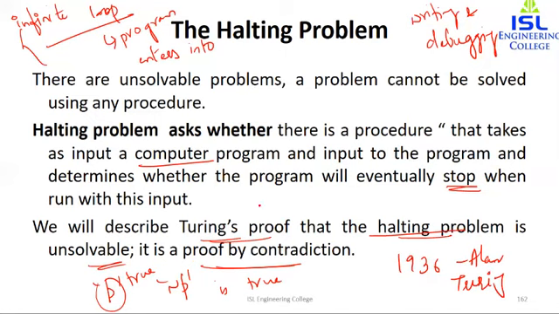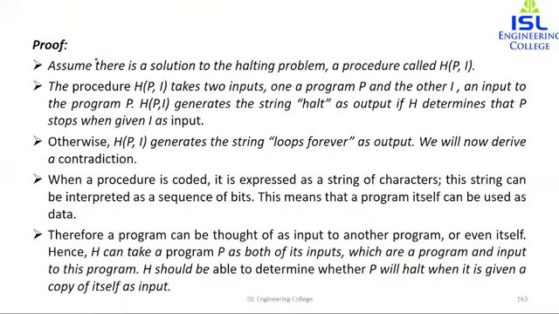Before we present the halting problem, first we have to understand that whenever we are simply running a program and observing it, we cannot determine whether the program runs into an infinite loop or not. Now in this case, the proof is that we assume there is a solution to the halting problem. So our proposition P was: the halting problem is unsolvable.